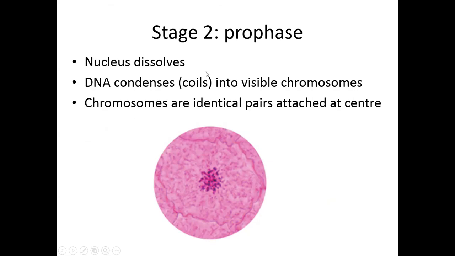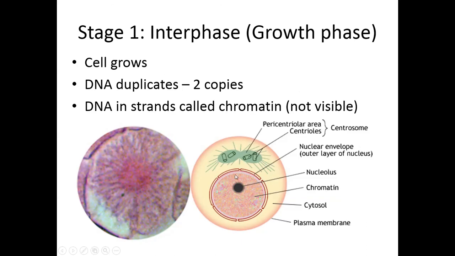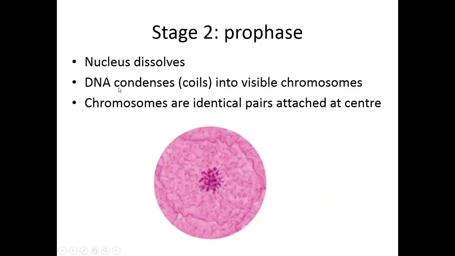Stage 2, prophase. So now we're getting into mitosis, right? The nucleus dissolves, so this membrane here goes away, which allows the DNA to condense and coil into visible chromosomes. Okay, and the chromosomes are identical pairs attached to each other. Okay, so you have 2 chromosomes.